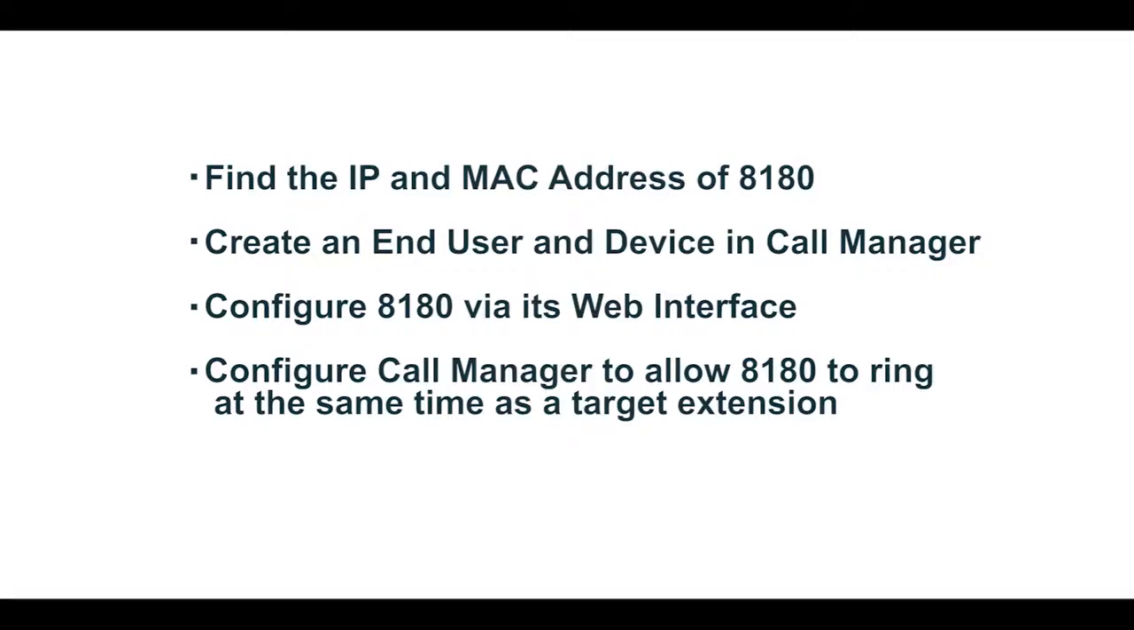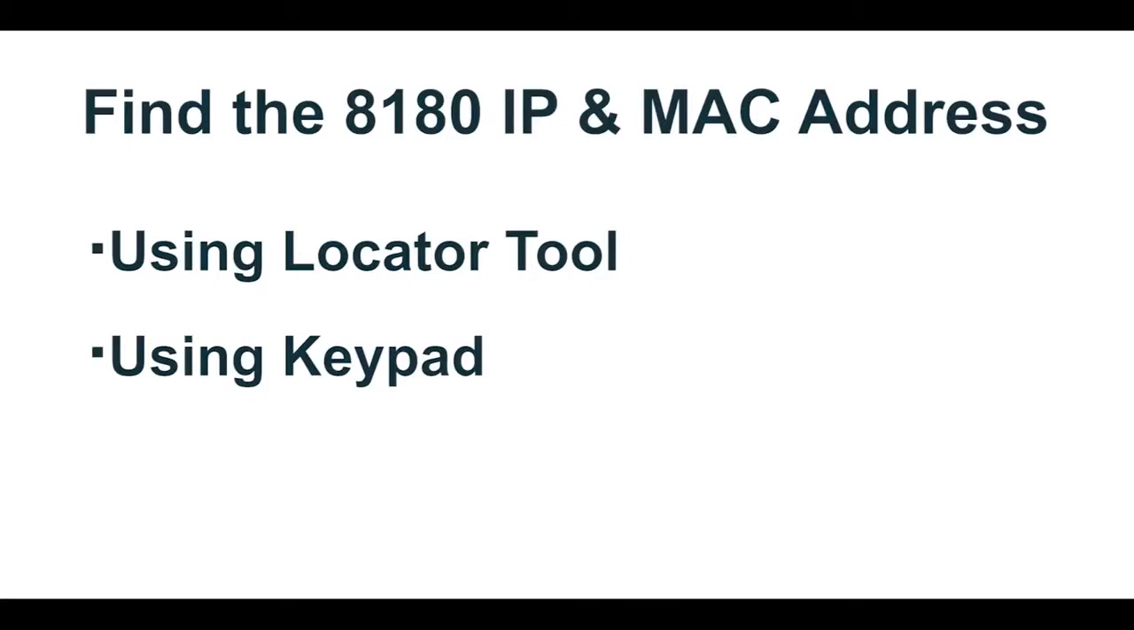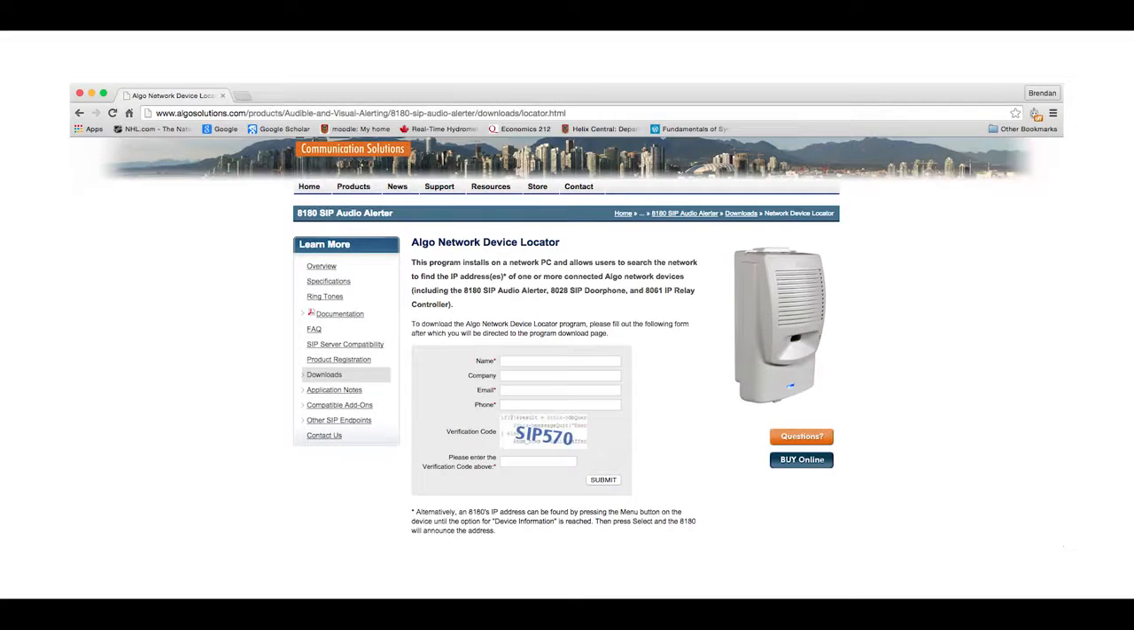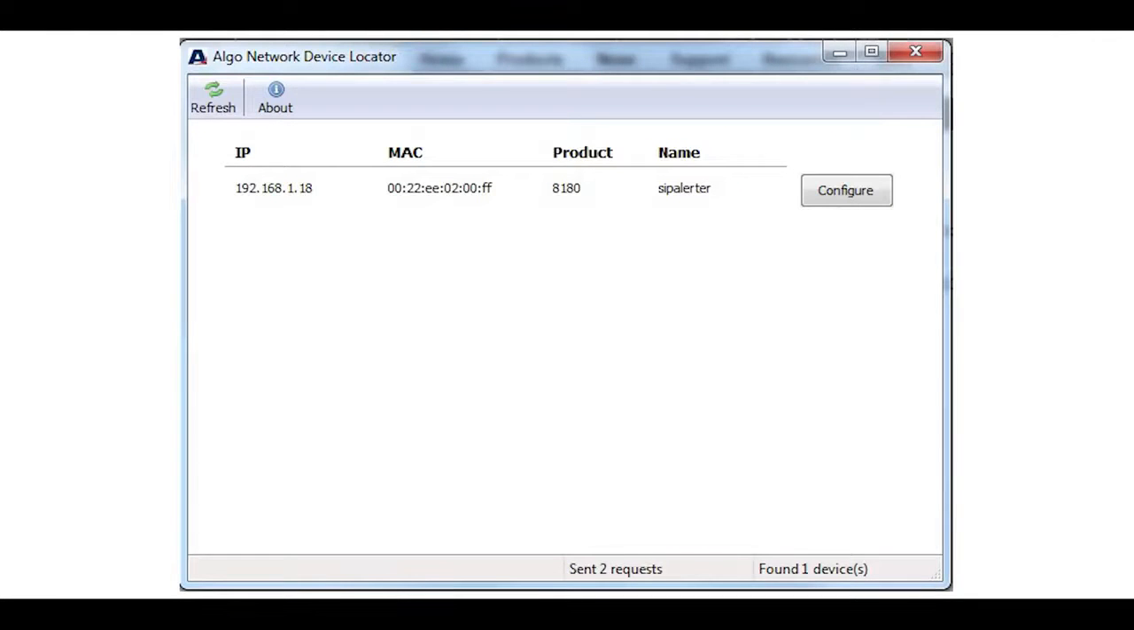Before we can register the 8180 in Call Manager, we will need the IP and MAC address of the device. The easiest way to obtain the MAC address is on the label on the back of the 8180. For the IP address, there are two options to find this information. The first is to use the Algo locator tool if the device is plugged into the network. Make a note of the IP and MAC addresses as you will need this information later.